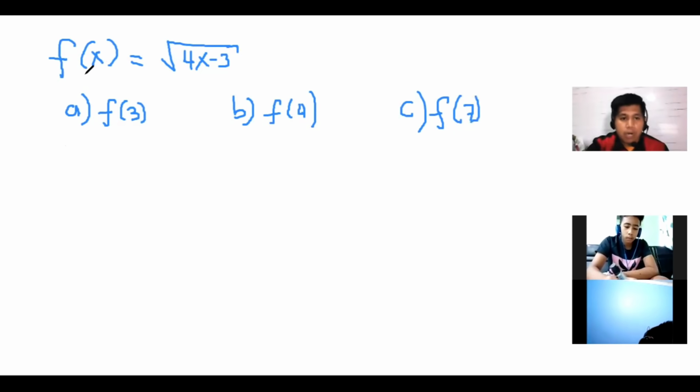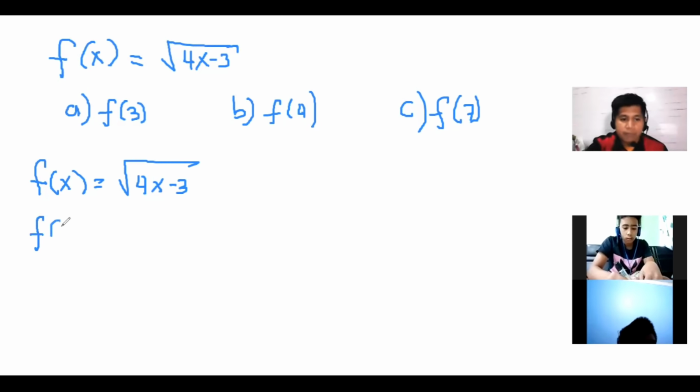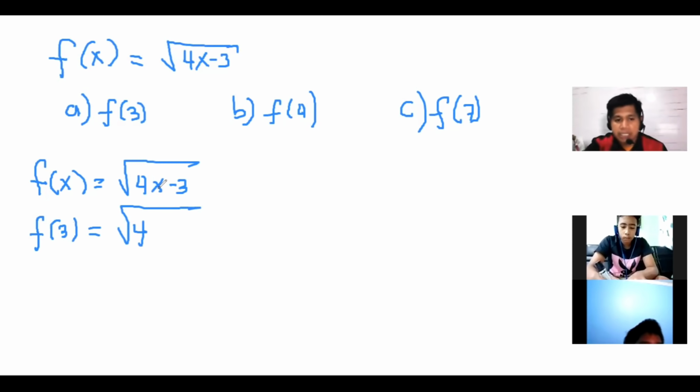Let's copy our original function here: f of x equals the square root of 4x minus 3. Now we're going to replace f of x with f of 3. So instead of writing f of x, you write f of 3 equals the square root of 4... Since the value of x here is 3, all the x's in our original equation will be changed to 3 as well. So we multiply 4 by 3, then minus 3.